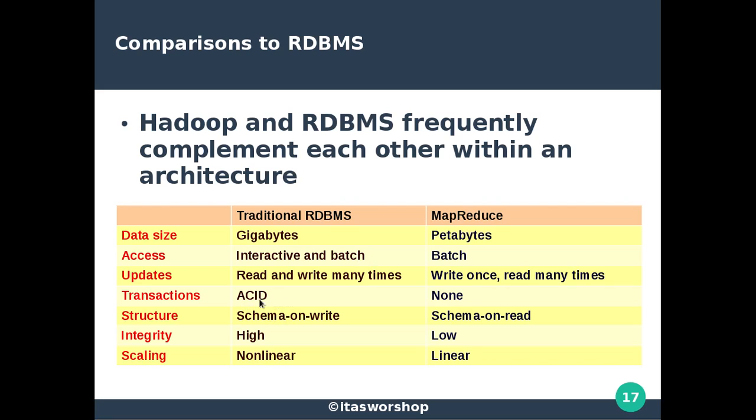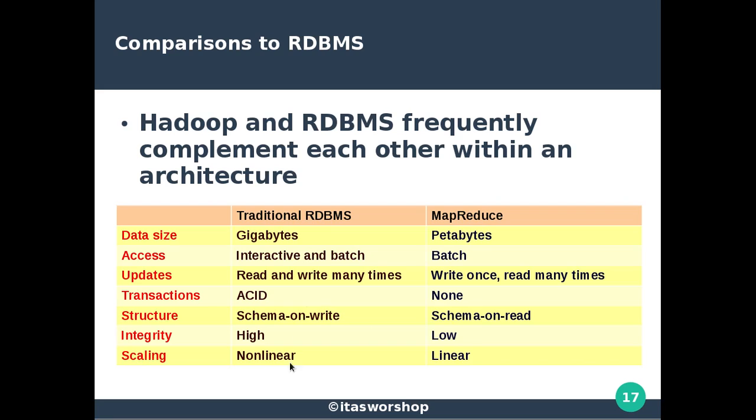Now RDBMS follows ACID properties, while MapReduce is not supposed to follow any properties like this. And RDBMS should have a schema on write. So before you create your tables or put your data, you should have a well defined schema, and it's not like you are changing your schema every time. While MapReduce considers schema on read. So while you are performing analytics, you are reading the result, that time you can consider having a schema.